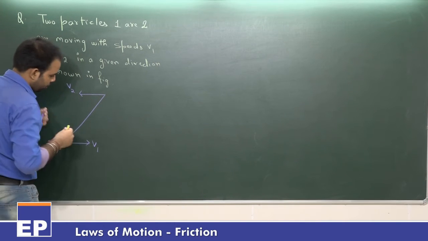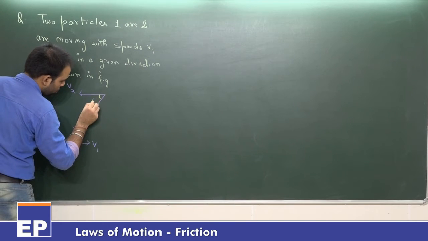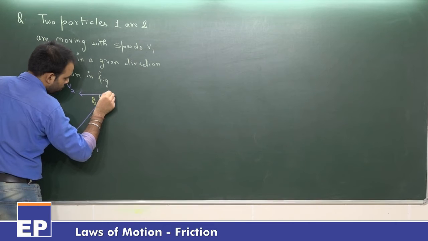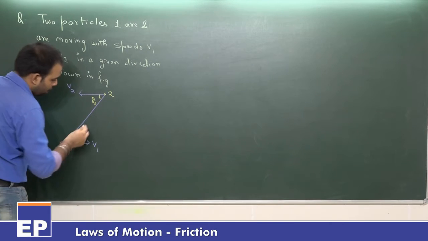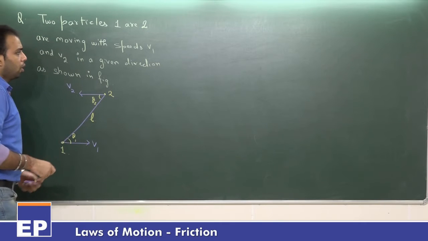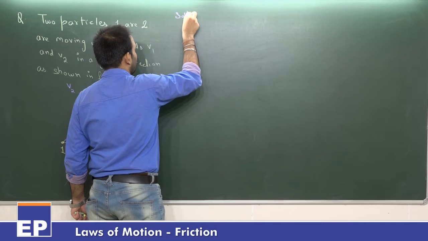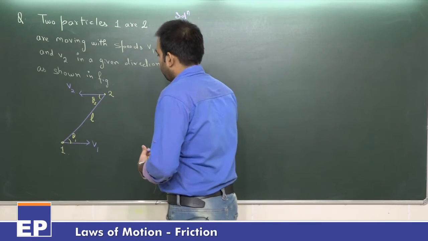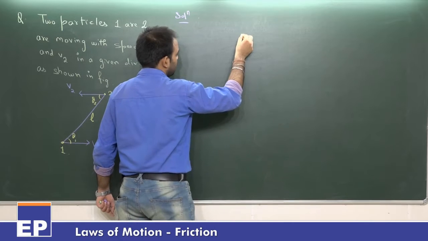This angle is theta 1. This angle is theta 2. This is point 2, point 1, and the length between them is L. Now we can solve it like this. We can see easily this is a straight line.